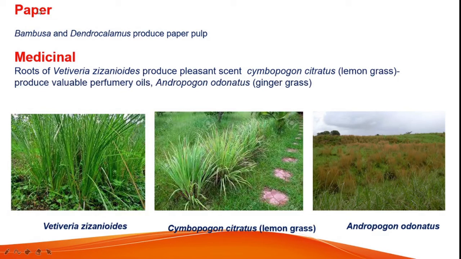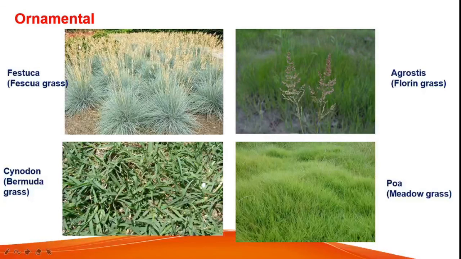Coming to another economic importance, it is used for making paper. Bambusa and Dendrocalamus produce paper pulp. The medicinal uses of the plant family are as follows. Roots of Vetiveria zizanioides produce a pleasant scent. Cymbopogon citratus, that is lemongrass, produces valuable perfumery oils. Andropogon odoratus is known as ginger grass. This is the habit of Vetiveria zizanioides. This is the lemongrass, Cymbopogon citratus. This is Andropogon odoratus.